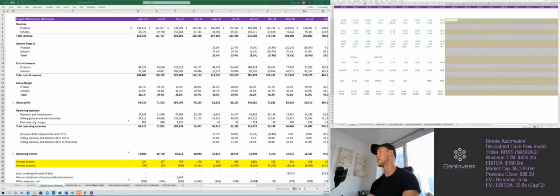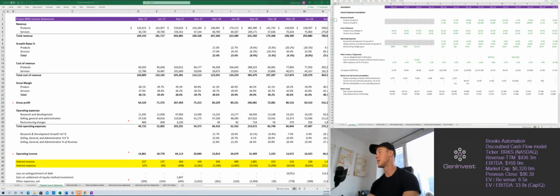Alt-HEC allows me to clear contents, so C for contents, but not formatting. Alt-HEA gets rid of everything in the cell, including formatting. We didn't want to do that right there. We just wanted to get rid of the numbers.